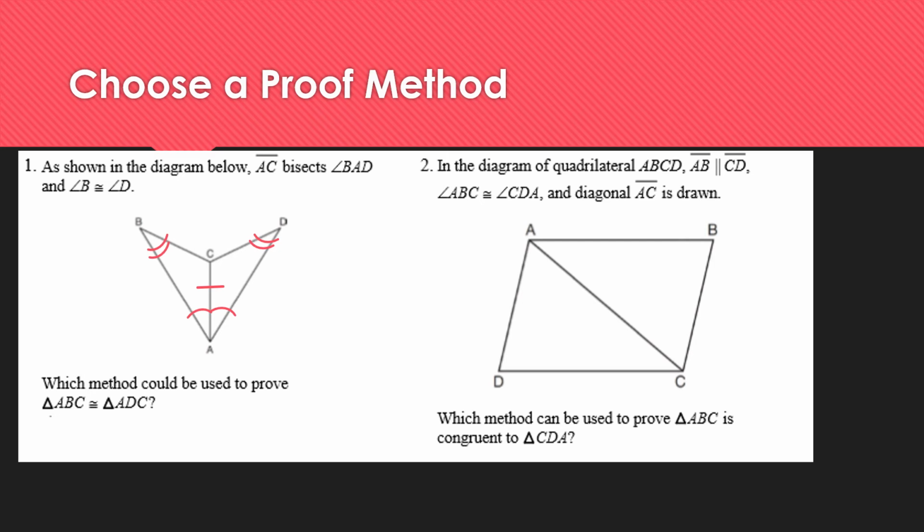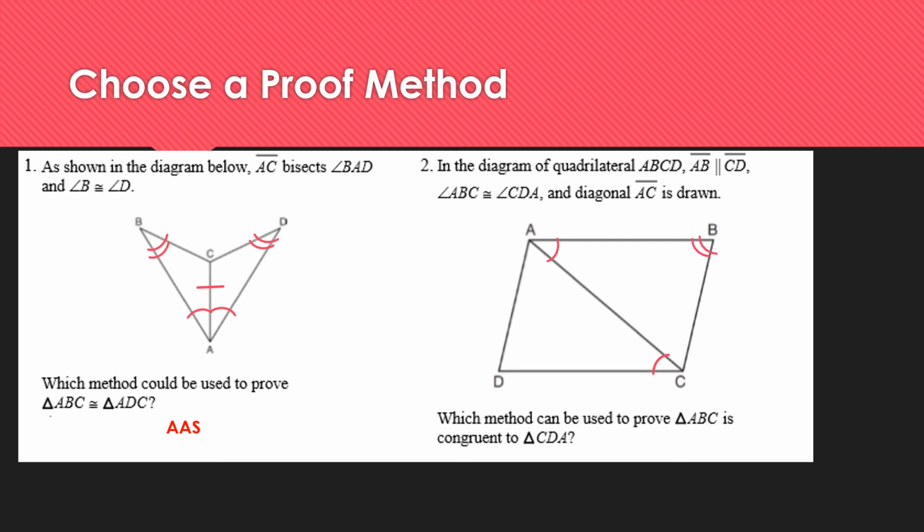The side is not in between the two angles, so this would be angle, angle, side, as opposed to angle, side, angle. In the next diagram, they tell me that I have parallel sides. AB is parallel to CD, so I'm going to look for that letter Z, and I see my alternate interior angles. Again, I knew to start with AB and DC as the top and bottom of the Z, because those are the parallel sides.